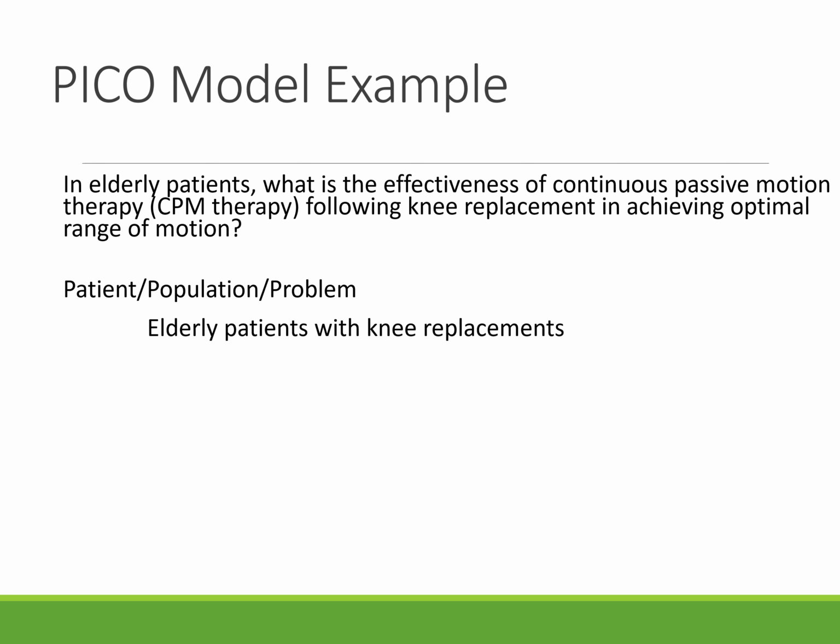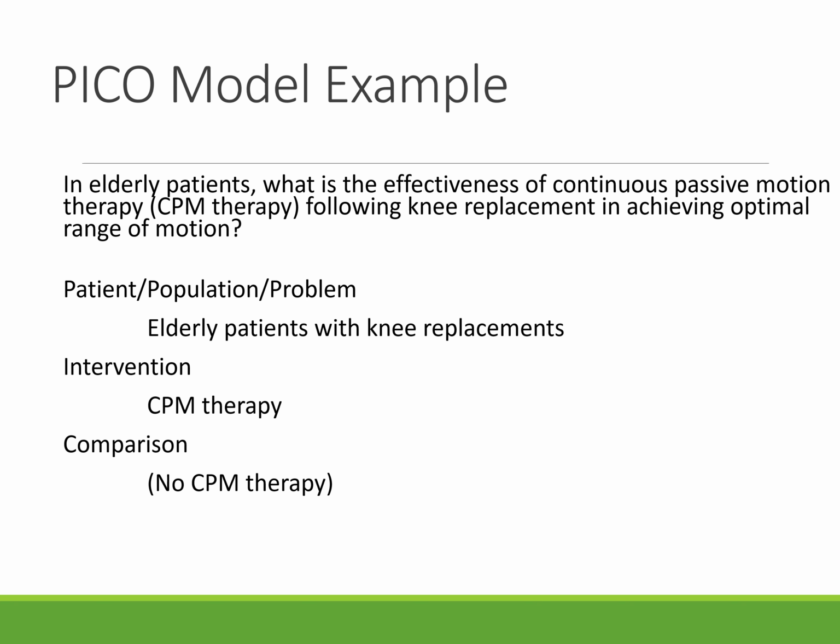And you'll notice that here there's more than one keyword or part of the patient, and that's common. You often have maybe more than one attribute of the patient that is of interest. Intervention here is the CPM therapy. The comparison isn't really listed. It's probably often going to just be the lack of that something, so it doesn't necessarily need to be specified. And then the outcome here is the optimal range of motion.